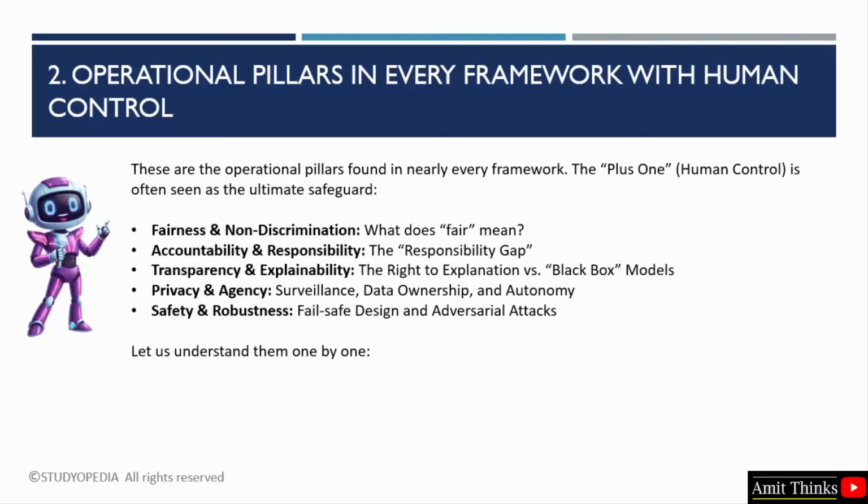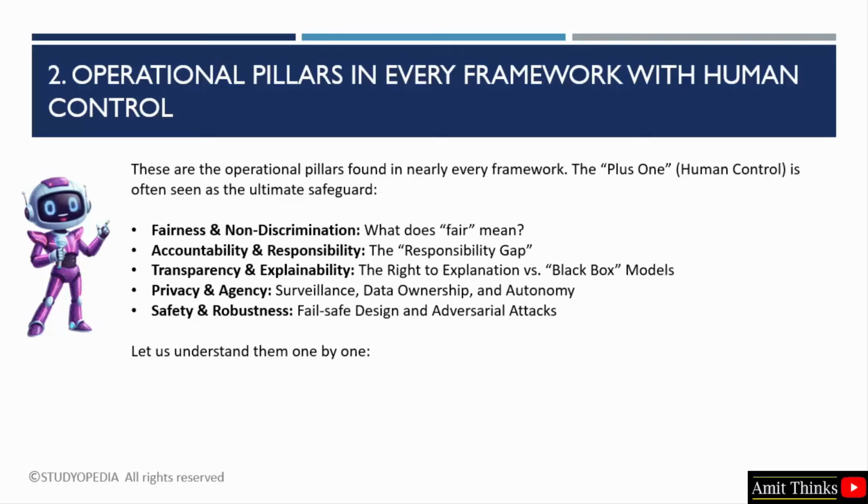After that comes privacy and agency. That is surveillance, data ownership and autonomy. Then in the last comes safety and robustness. That is fail-safe design and adversarial attacks. We will now explore each and every pillar in detail. The first one is fairness and non-discrimination.